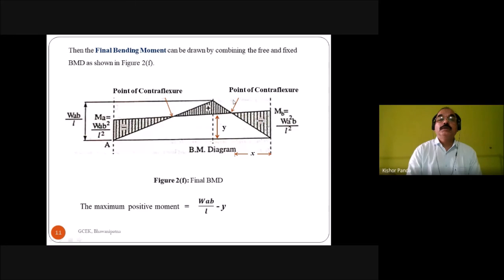So what do you have to do? You have to take one section this side, and find out this point of contraflexure distance. You have to take the moment this side and equate the moment to 0. Then after simplifying, you will get the point of contraflexure distance. Similarly, you have to take a section on this side at a distance X from the support A, equate the moment to 0, and after simplifying, you will get the point of contraflexure distance this side.